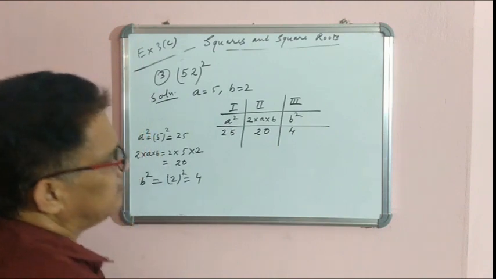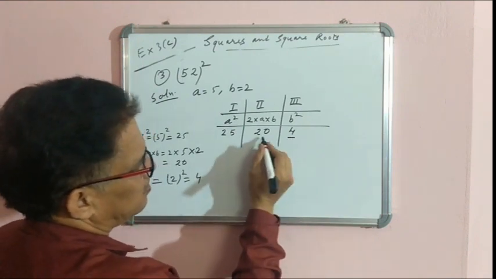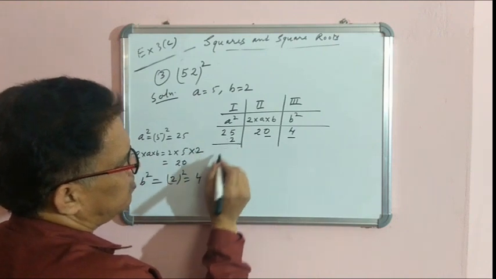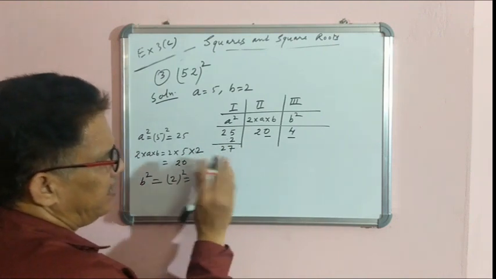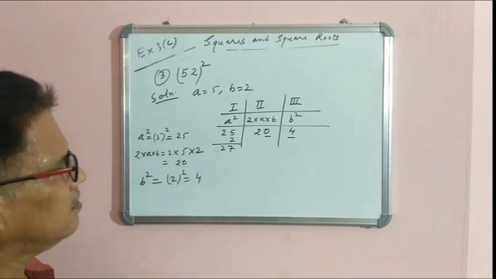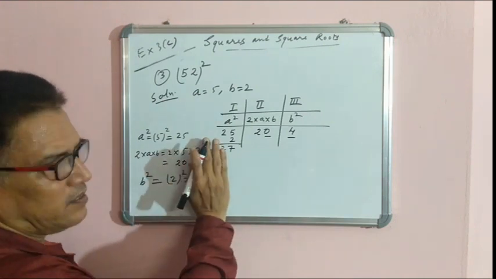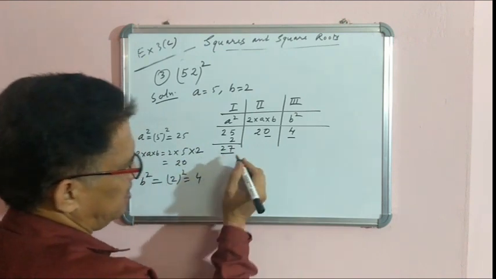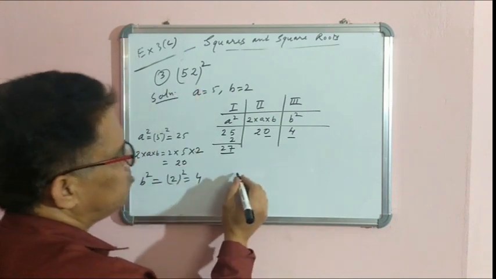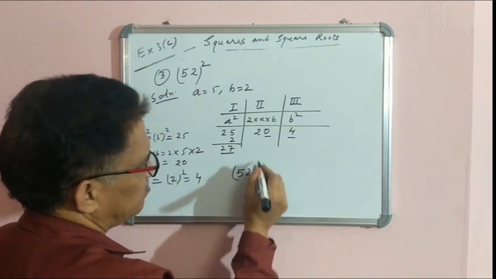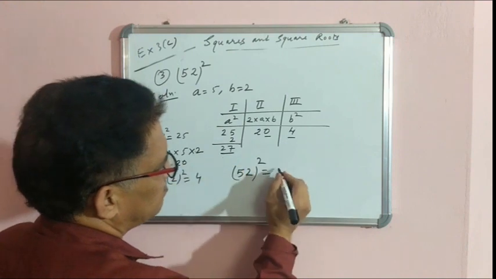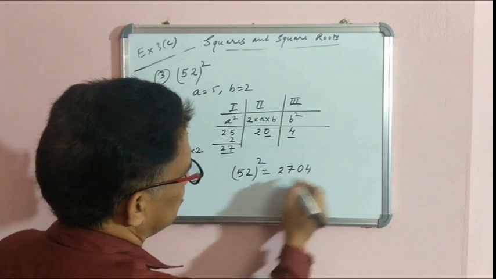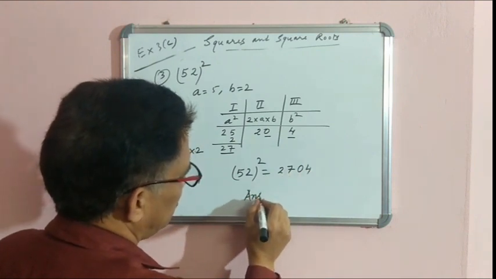Now start underlining. 4 is there, 0 is there. Now 2 we will take here, and we are getting 27. At this place, in earlier questions we have seen there was only one digit, but even if there are 2 digits, we will take both digits and underline them. So 52 whole square is equal to 27, then 0 is there and then 4 is there. So this will be our answer.